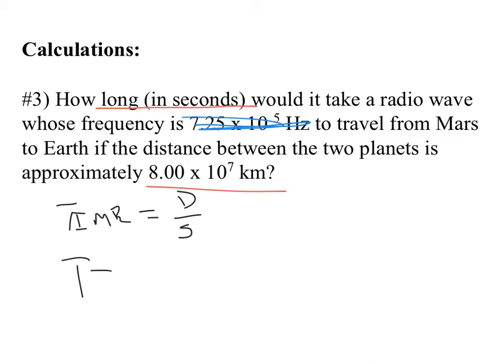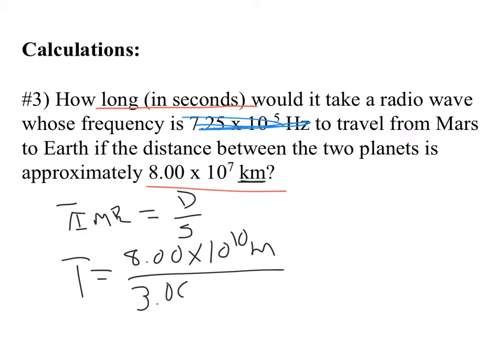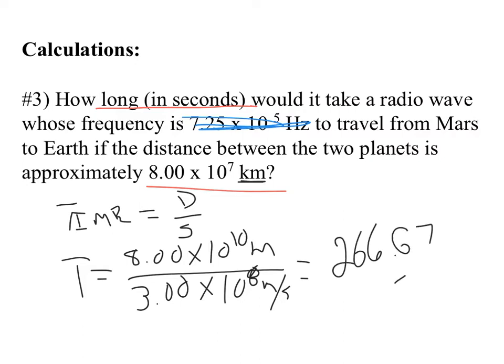So in this case, the time equals the distance, and again, I'm doing a little conversion here, 8.00 times 10 to the 10th meters. Oops, not kilometers, meters. Divided by the speed, which is the speed of light, 3.00 times 10 to the 8th meters per second. And when you divide that out, you actually come up with an answer of 266.67 seconds. So it takes 266 seconds for light to travel from Mars to Earth.